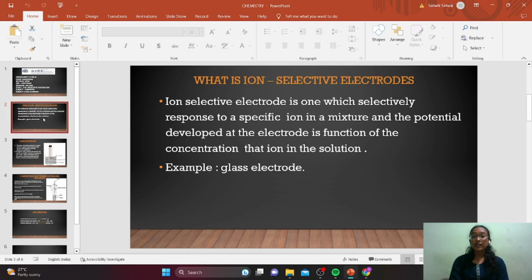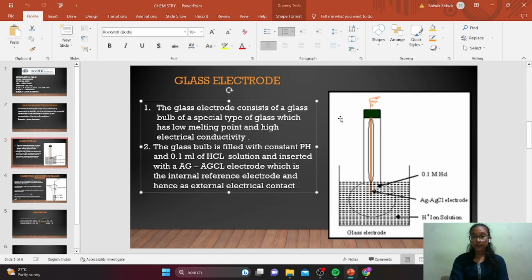An ion selective electrode is one which responds specifically to a specific ion in a mixture, and the potential developed at the electrode is a function of the concentration of that ion in the solution. So an ion selective electrode responds to only a specific kind of ion. An example of this is the glass electrode. So let's see the functions of the glass electrode.